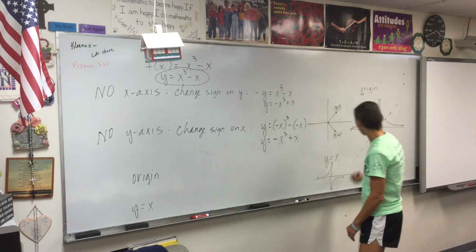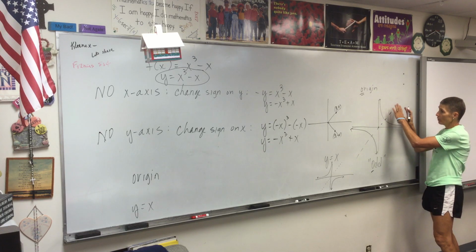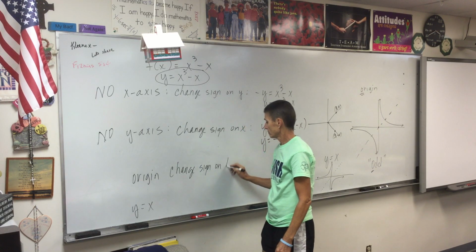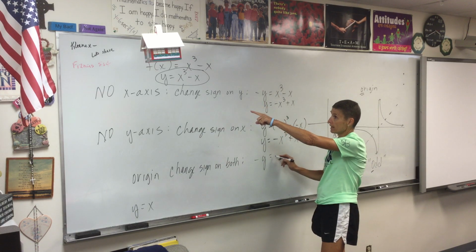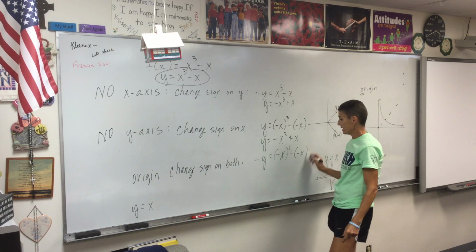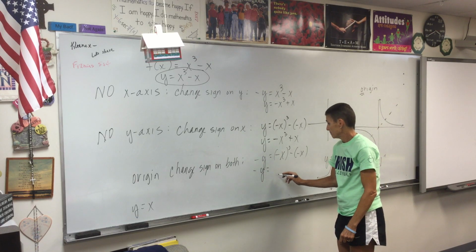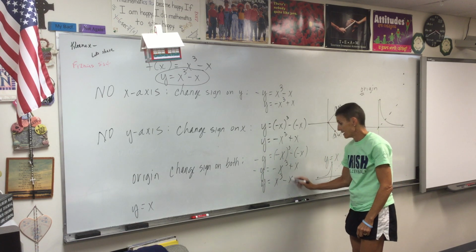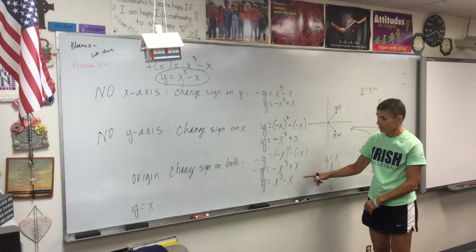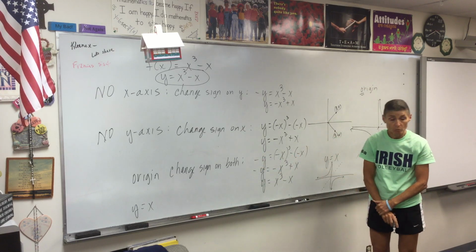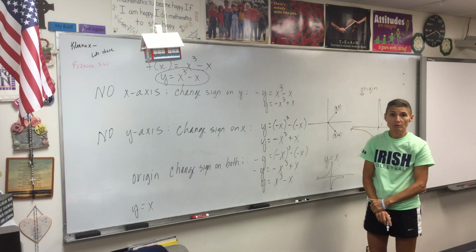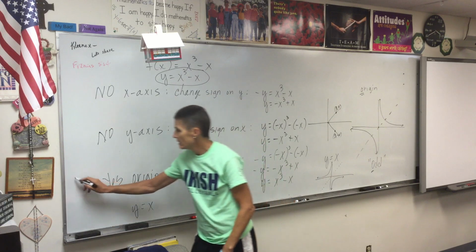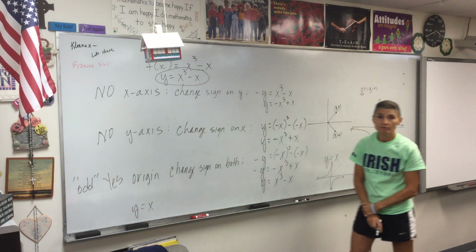Well, what about the origin? Think about it. If you have symmetry about the origin, you go from positive, positive to negative, negative. So we're going to change the sign on both. So for our equation, we'll have negative y equals negative x cubed minus negative x. So negative y equals negative x cubed plus x. Y equals x cubed minus x. Wait a minute. That matches the original. So I could change the sign on both and match the original. So therefore, we have symmetry about the origin, which, by the way, means this is an odd function.